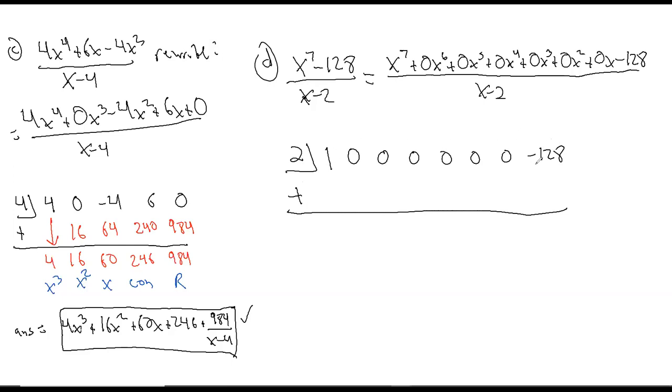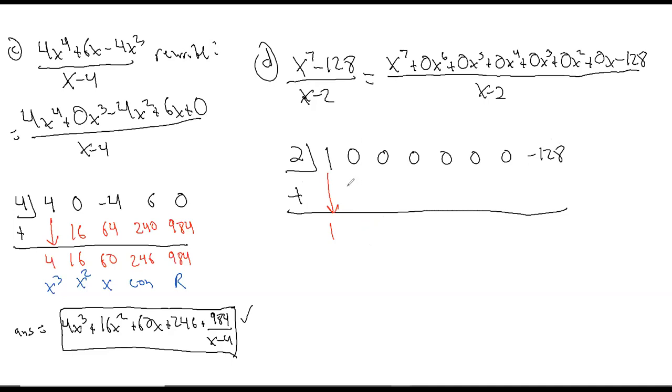This is way more work than what some students would think it actually is. But the way more work is still way less work than if you had to do this with long division. This problem sucks using long division. All right, bring down the first number, bring down the 1. Multiply, add, multiply, add, multiply, add, multiply, add. 1 times 2 is 2. That goes here, right? No, does not go there.